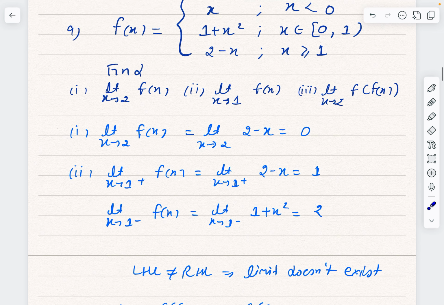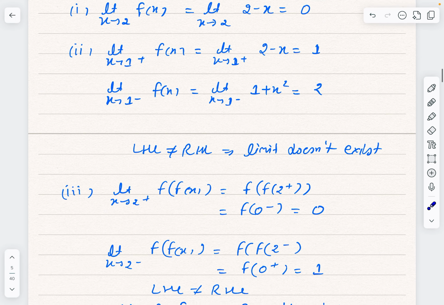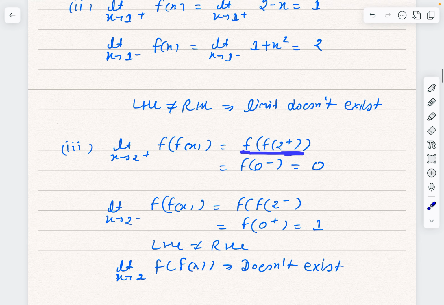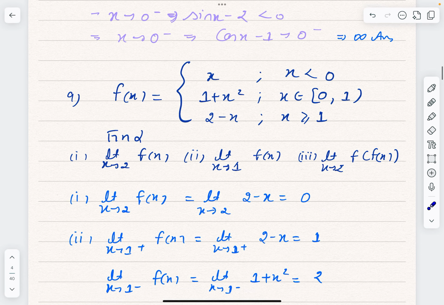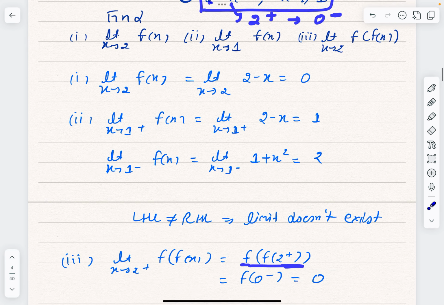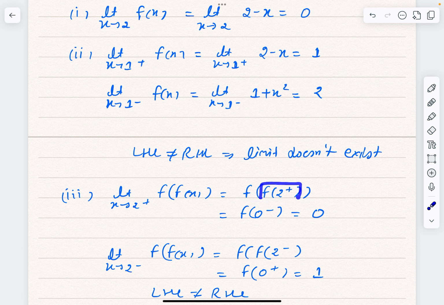Next, the third part, limit x tends to 2 of f of f of x. Now this is the important one. So here just put x as 2 positive, so you get f of f of 2 positive. Now what is the value of f of 2 positive? If x is slightly more than 2, it will lie here. So if I put x as 2 positive here, 2 minus 2 positive, can I say it will be 0 negative? So f of 2 positive is 0 negative.